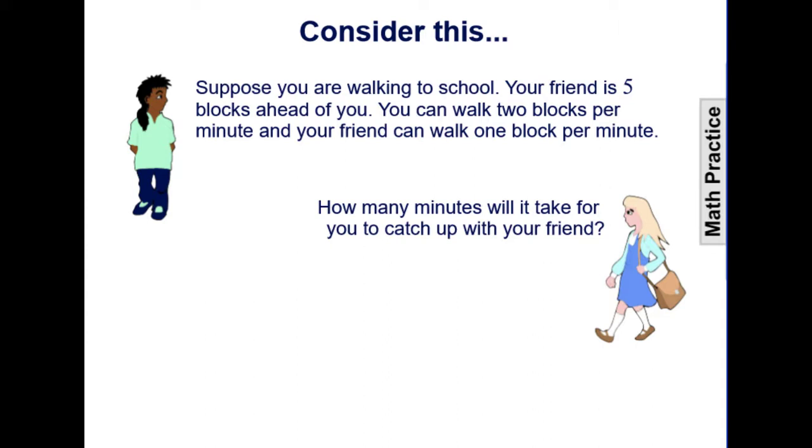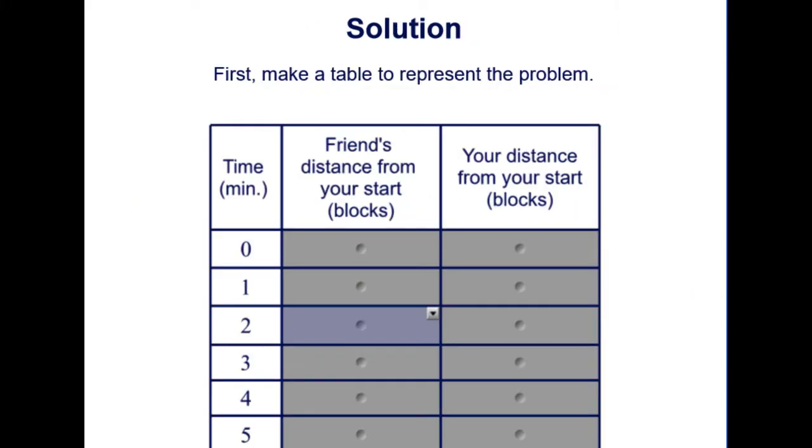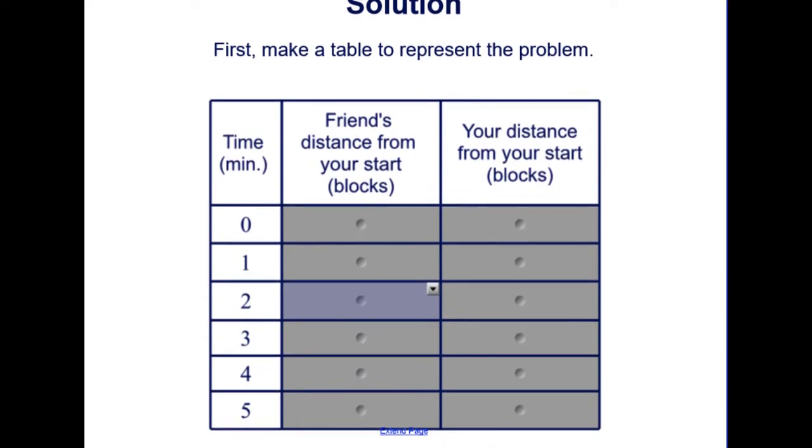So for this scenario, we can use the given information to create a table to find out the answer to our question and to represent the problem. Our first column will be the time in minutes, and we'll look at time 0 to 5 minutes. Then we'll look at our friend's distance and then our distance.